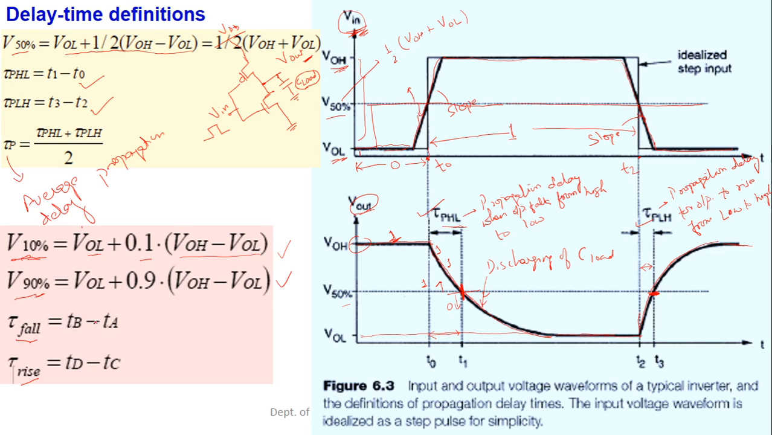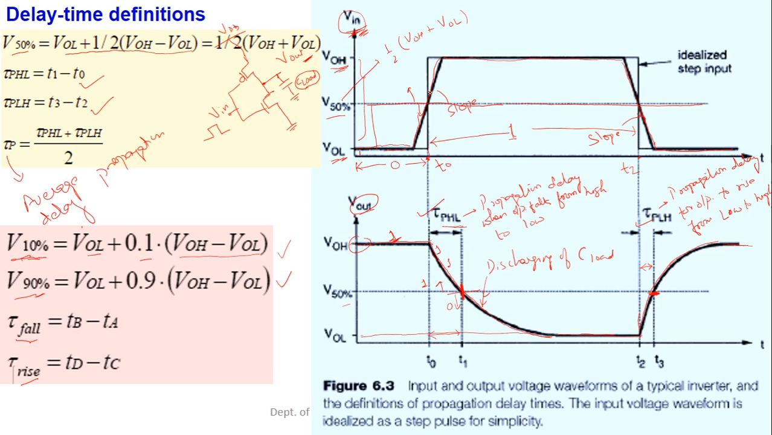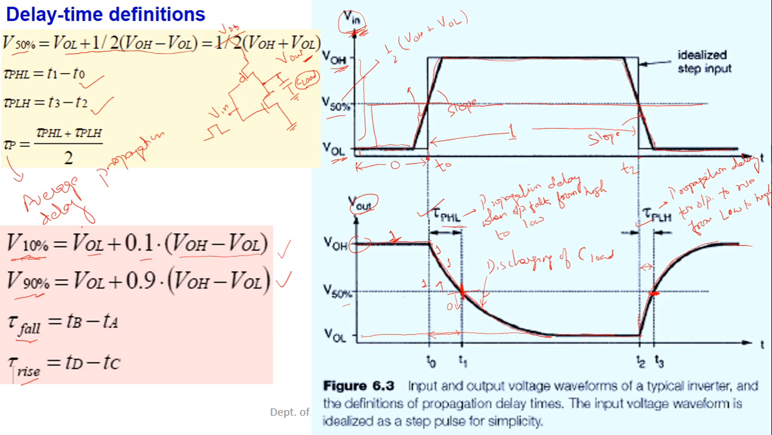The fall time is TB minus TA, that is, the time taken by the signal to fall from the 90% mark to the 10% mark. Similarly, the time taken by the signal to rise from the 10% mark to the 90% mark is called the rise time. So these are some more definitions associated with the delay analysis of the circuits. Keep these definitions in your mind.